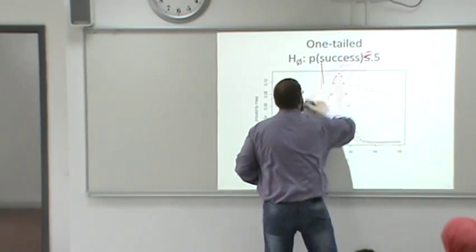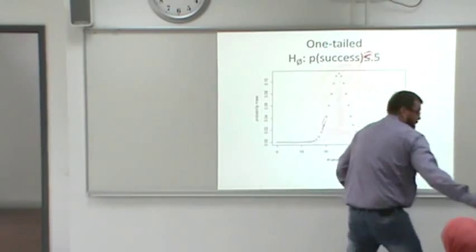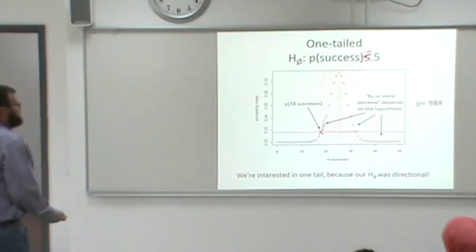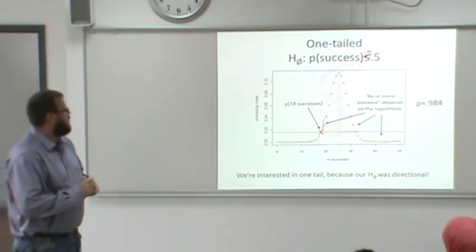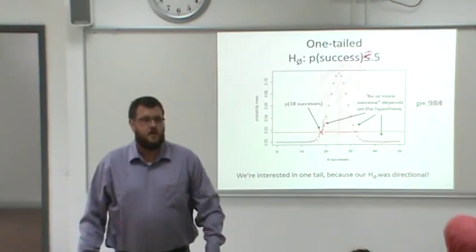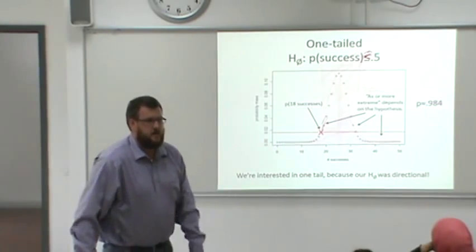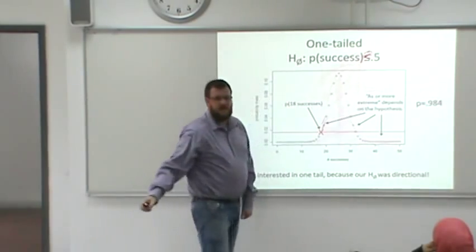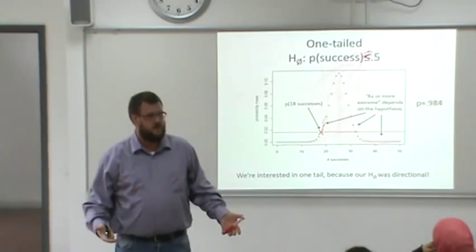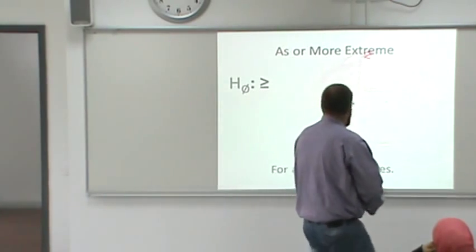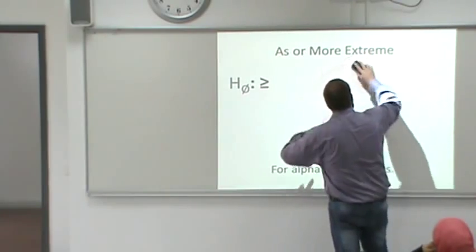All right, so if we do that, the p-value is 0.984. What should we do? Fail to reject, right? Which makes a whole lot of sense. This is exactly what's predicted by that null hypothesis. So we should fail to reject, right? Beautiful.